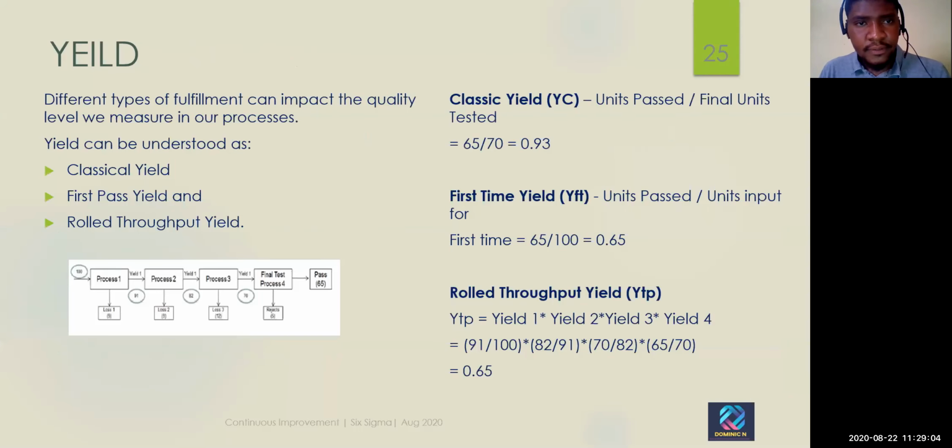Okay, so I think yield is something we all know. There are 3 types of yield. We all calculate yield in our systems. It could be classic yield, where you take the units that you make and divide by the total that you have produced. It could be first pass yield, the units that pass through your process the first time, divided by the total that you produce. Or it could be rolled throughput yield, where you take the yield from each of the processes and multiply them. So those are the 3 types of yield.